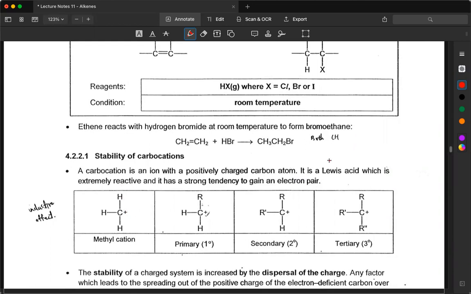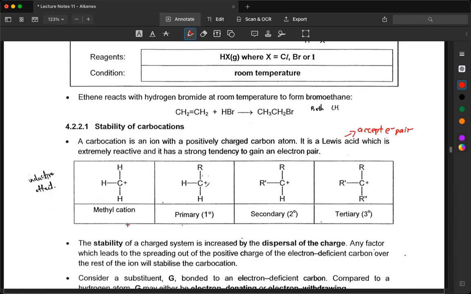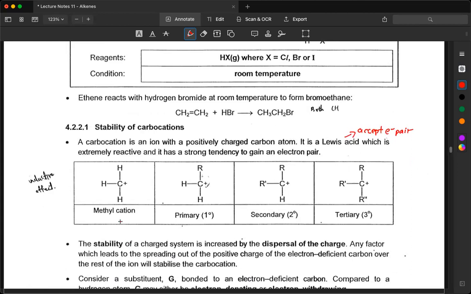So let's revise. Lewis acid accepts electron pair because it's hungry for electrons. Now, we have the methyl cation, the primary, secondary. So primary means it's bonded to one alkyl group and two hydrogens. Here, one hydrogen is secondary, no hydrogen is tertiary. All right.